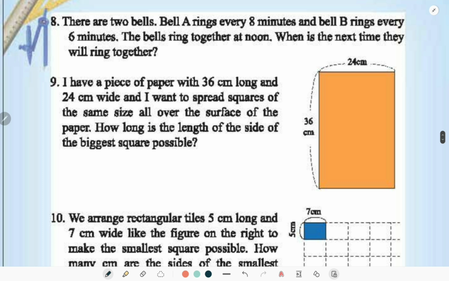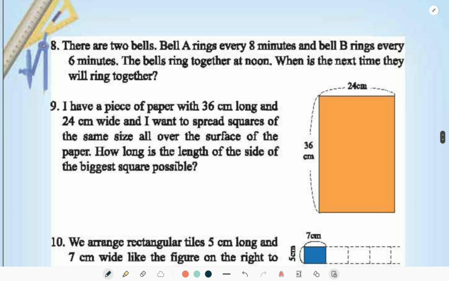Okay, there are two bells. Bell A rings every 8 minutes and bell B rings every 6 minutes. The bells ring together at noon. Okay, when is the next time they will ring together? This is an LCM problem.